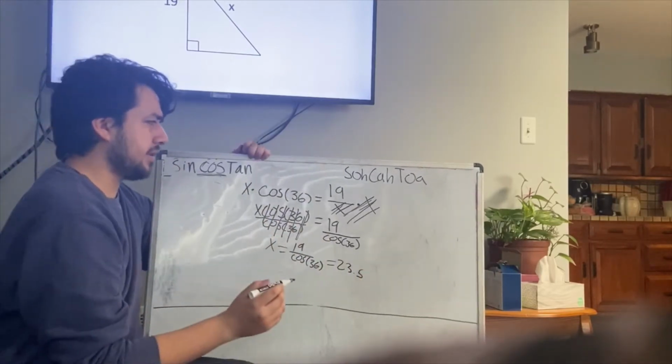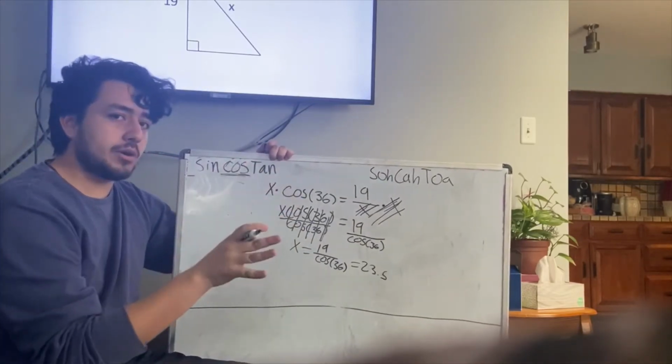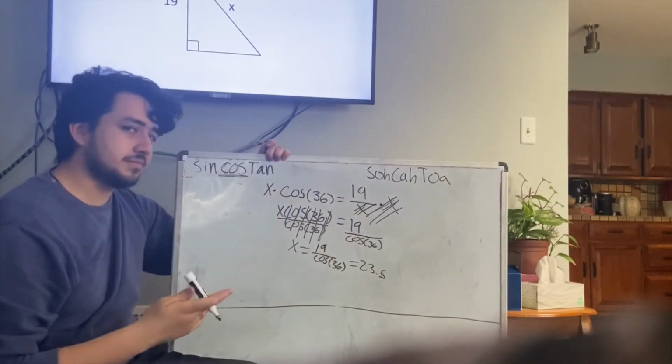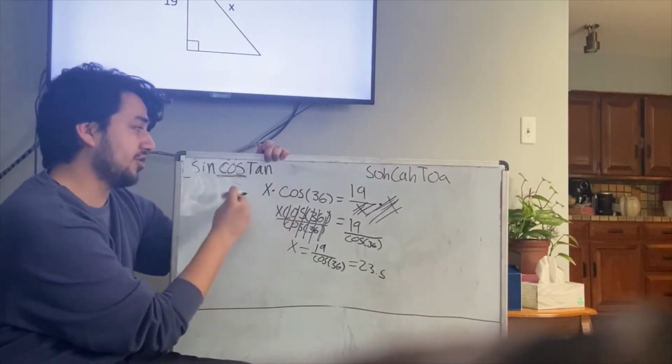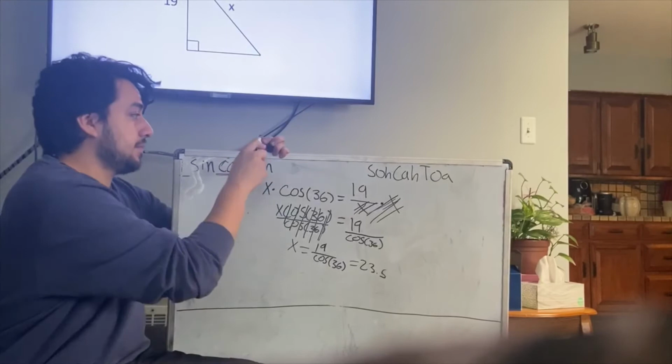Now, it's kind of the same process as we did with sine, but I know you're probably wondering, how do we figure out the ratios? How do we know to use sine, cosine, or tangent? Again, I promise you, we'll get to that later on in the video.